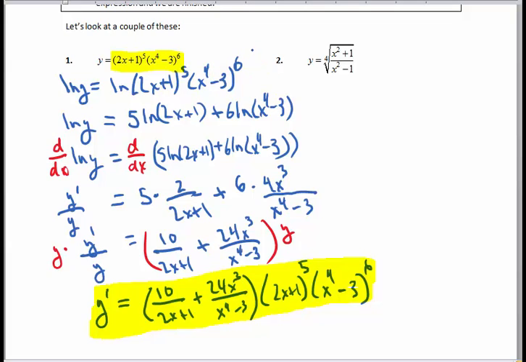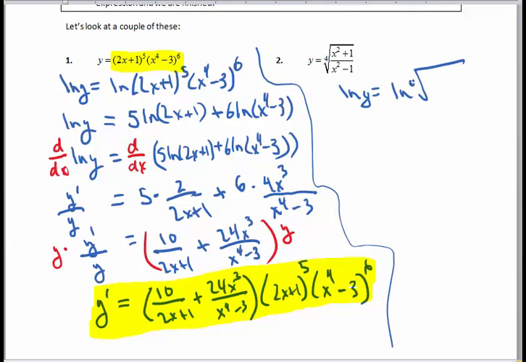So the second one, I won't finish the whole thing, but what I'll do is at least start it out, right? This is the fourth root of x squared plus 1 over x squared minus 1. So if I initially take the natural log of both sides, I would have this. Again, all I'm writing is ln in front of it. I'm not really doing anything at this point. Just taking the natural log of both sides.